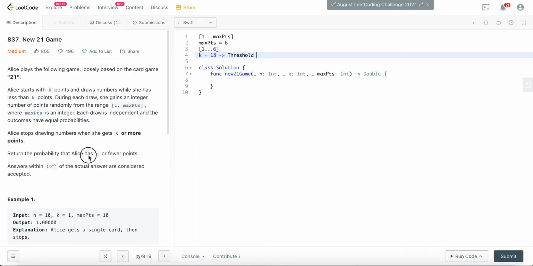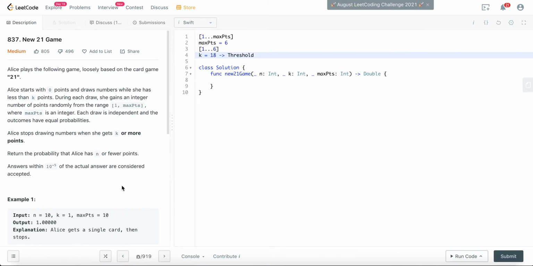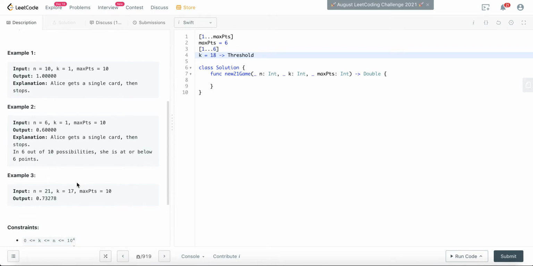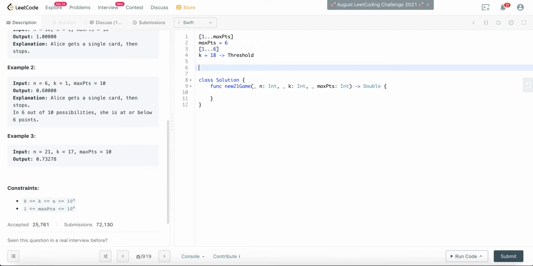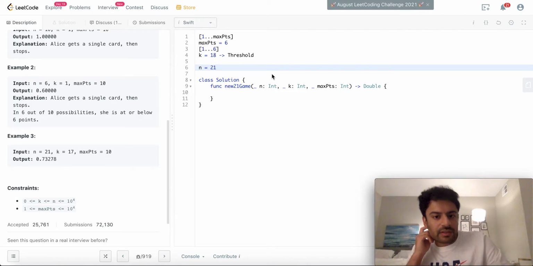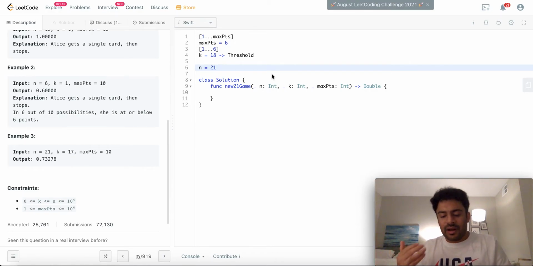What they want for the solution is the probability. What is the probability that Alice has n or fewer points? And n will always be greater than or equal to k, which is kind of important for this question. Say n is 21. So what is the probability of us getting n or fewer points? Now, when do those fewer points end? We know the upper limit n. When do those fewer numbers end? It ends at k, because the game cannot end until you reach k.